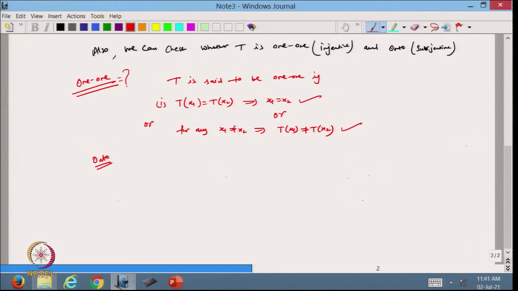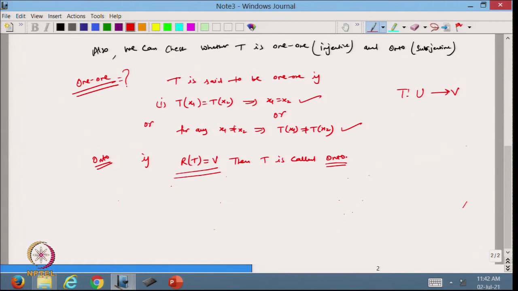The second one is onto. If the range space of T is equal to V, then T is called onto. Because we are defining T from U to V, if my range space is equal to V, it means that for any element there is a pre-image in U such that T of u is equal to v. That is called T onto.